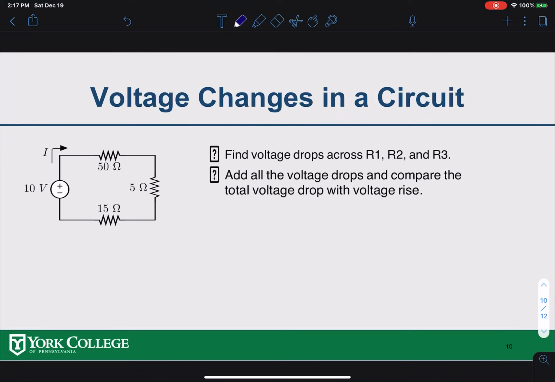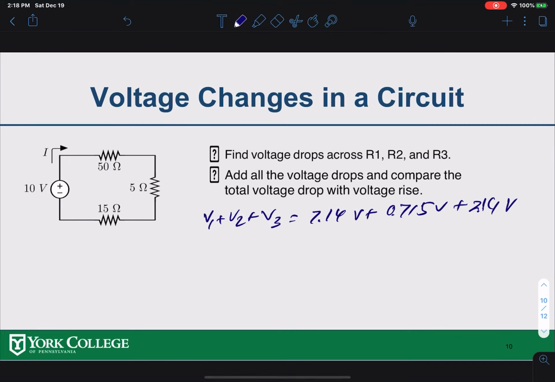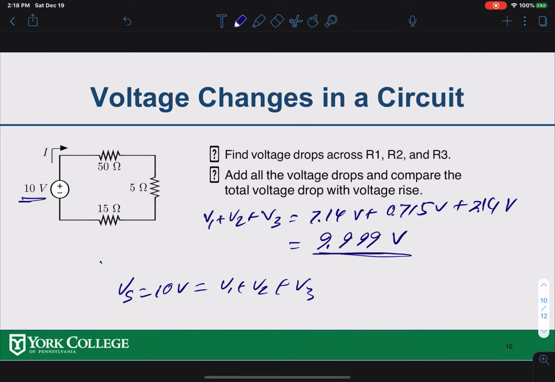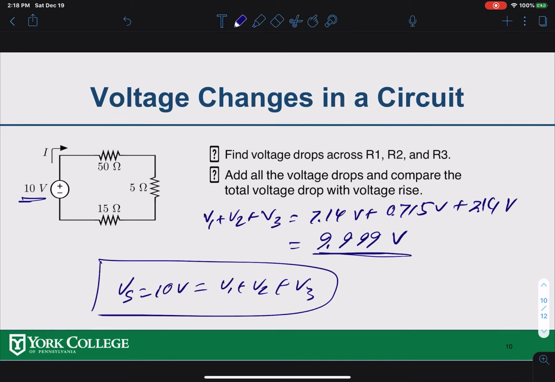Now if we add them together, V1 plus V2 plus V3, as you found them, 7.14 volts plus 0.715 volts plus 2.114 volts, you will see that you get 9.999 volts, right? So that is very close to your source voltage. So the supply voltage Vs, which is 10 volts, is equal to V1 plus V2 plus V3, which means that your voltage drops are equal to the voltage rise. When the voltage goes from negative to positive, that is called a rise.